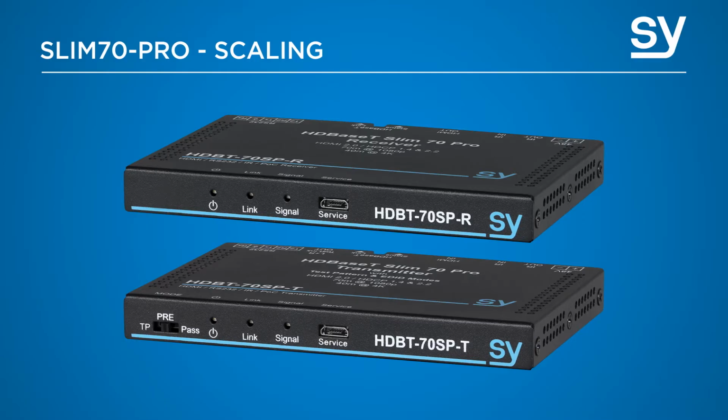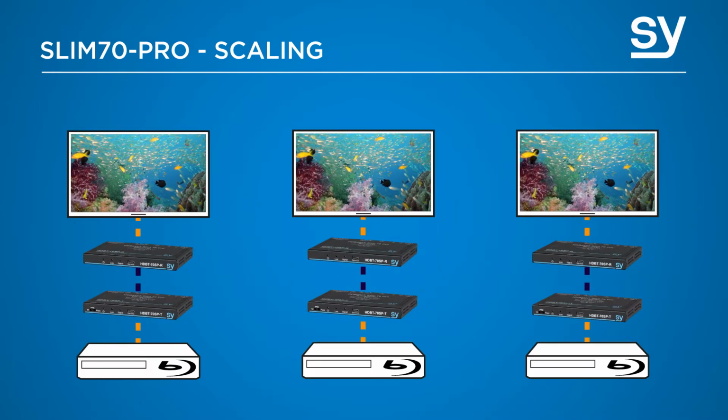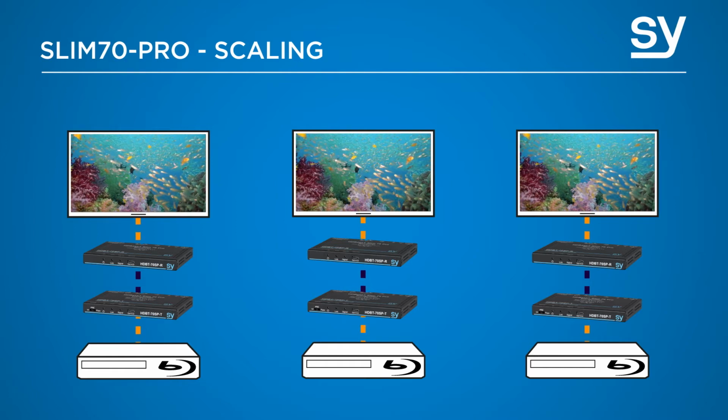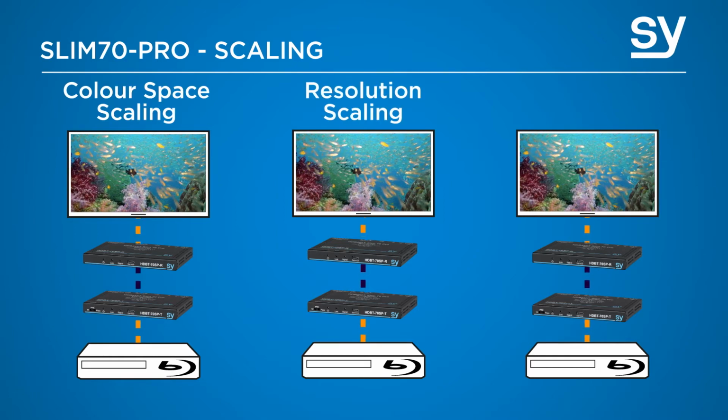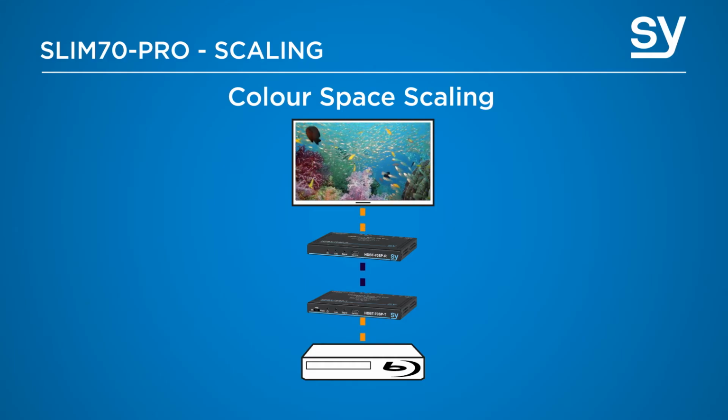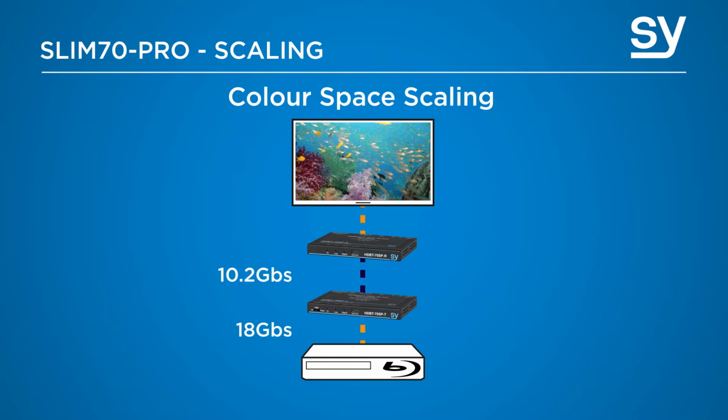The SLIM70 PRO extender has a built-in downscaler. This built-in downscaler can be used in different ways, using colour space scaling, resolution scaling, or in auto scaling mode. To send a 4K 60 signal onwards to our 4K 60 display, we would use colour space scaling. This will give the desired result of reducing the overall data bandwidth from 18 gig down to 10.2 gig.